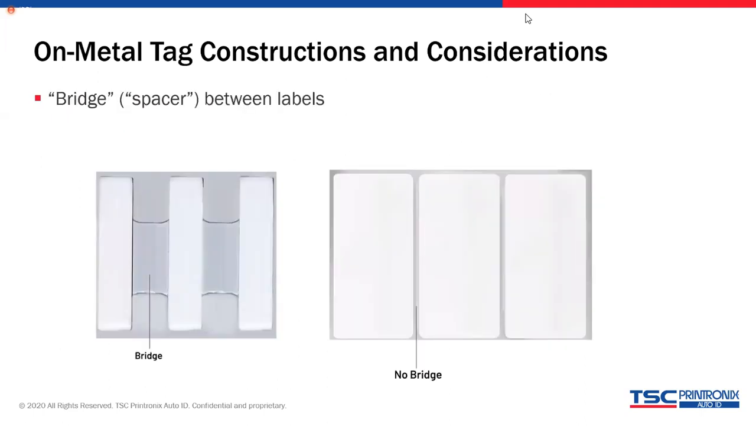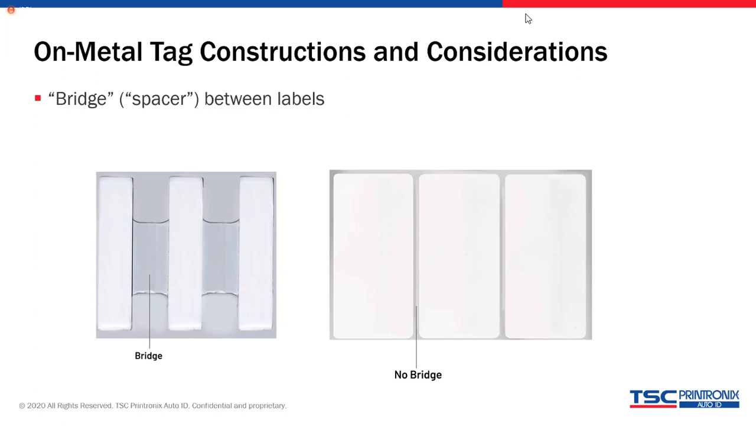With on-metal tags and using them with a thermal printer, with an RFID printer, you want to pay attention if the labels have a bridge between them. Some tag manufacturers call this a spacer. We use the term bridge. You can see in the bottom left picture a typical on-metal tag with the bridge between the labels. And on the right is not a very clear picture, but it's an on-metal tag that comes on a roll and it does not have a bridge.